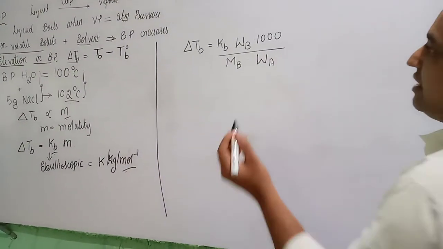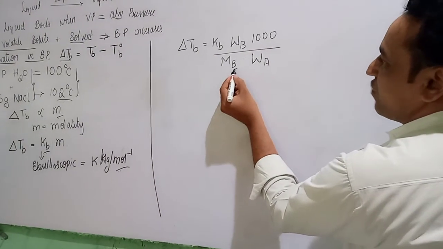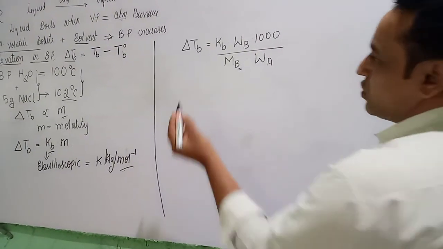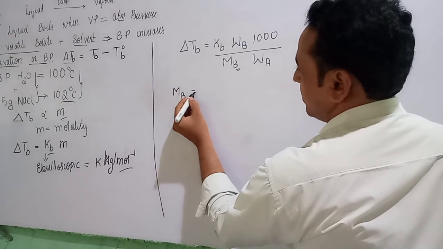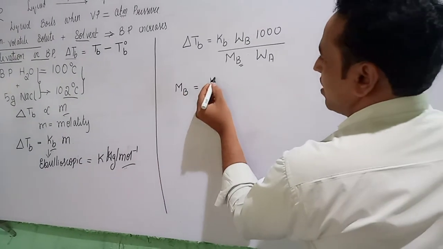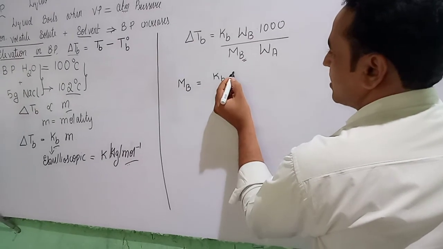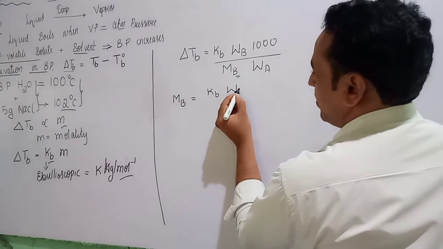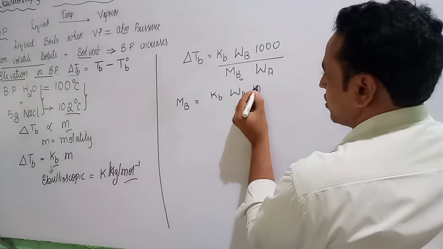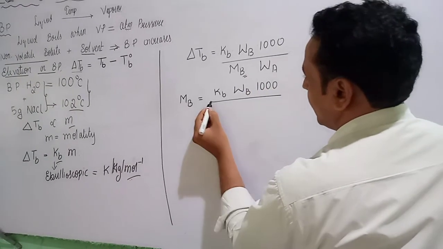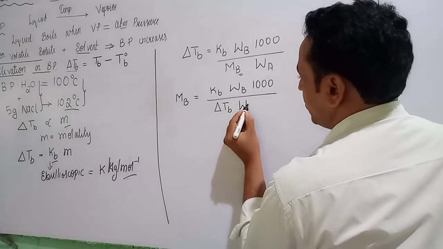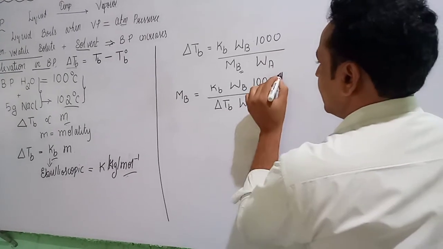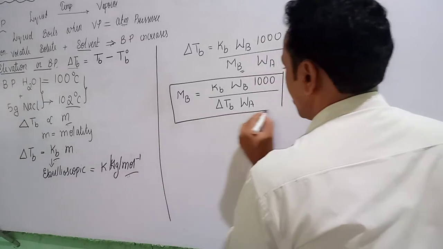Now usually in the exams they will ask us to find the molar mass of the solute. So when I take the molar mass of the solute to this side, Mb is equal to Kb, the ebullioscopic constant, into Wb, the mass of solute, into 1000, divided by delta TB into Wa. Wa is the mass of the solvent.